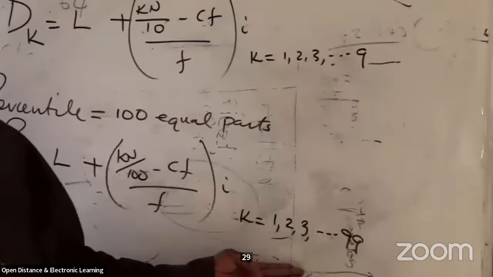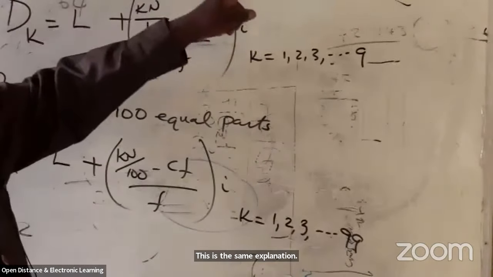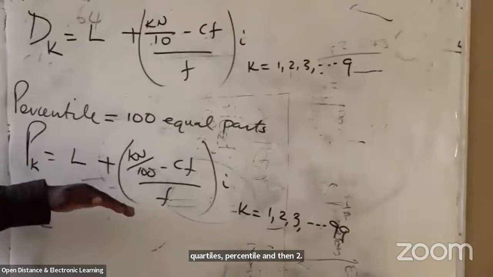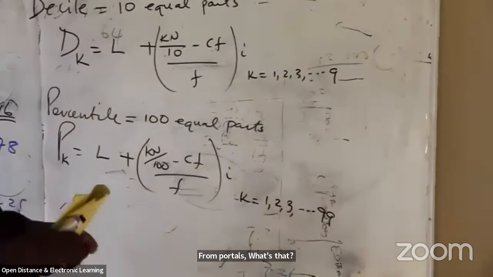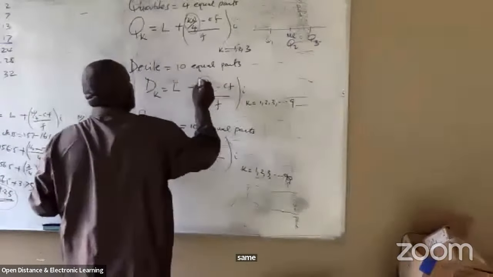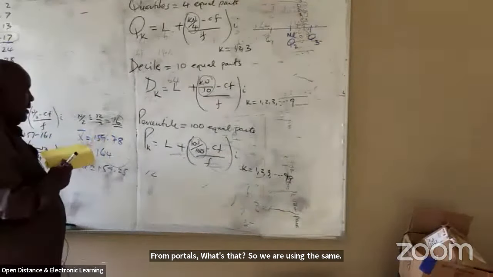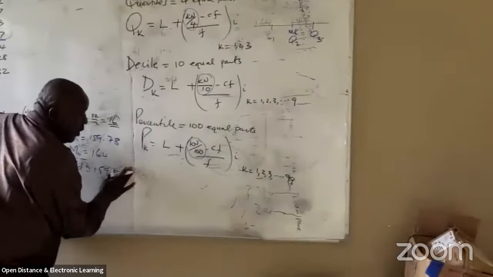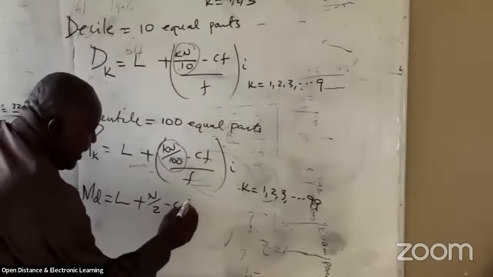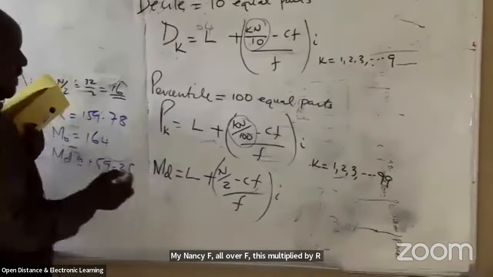This is the same explanation as seen from the quartile. From quartiles to deciles and percentiles, we are using the same formula, but what is only changing is this part. That's the only part that is changing, because this is drawn from the median. All these are measures of position. Median, we said L plus N over 2 minus CF all over F, this multiplied by I. That this is the part that is changing.